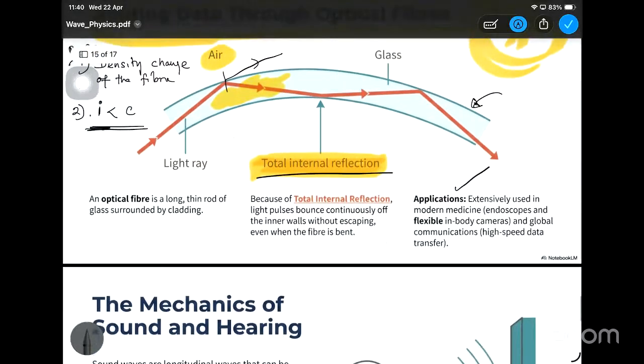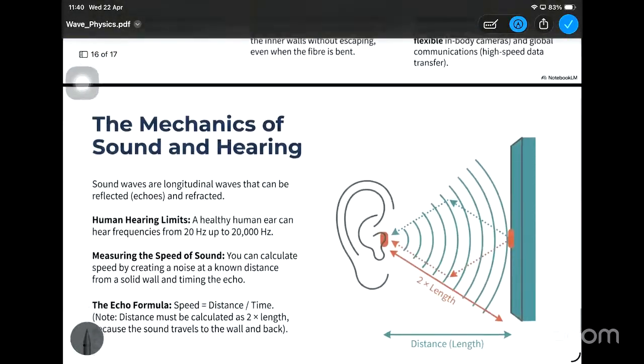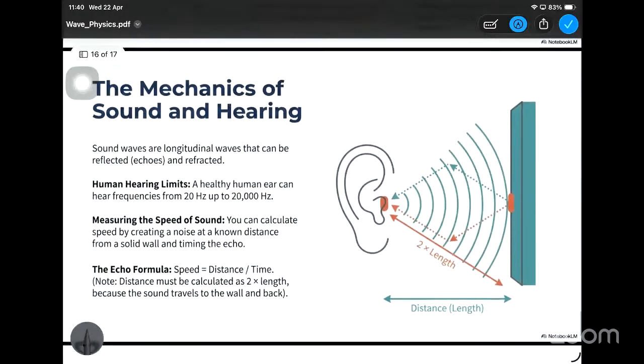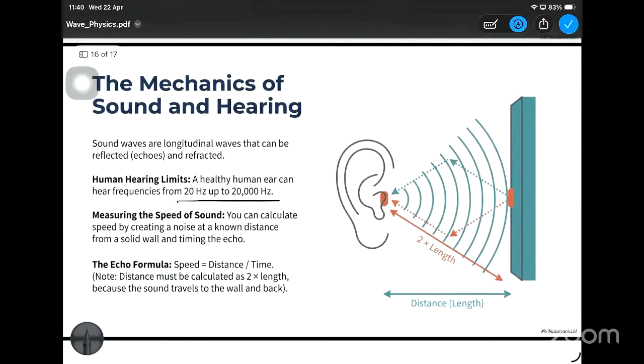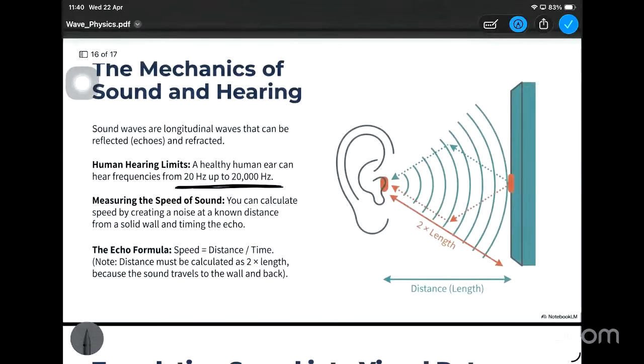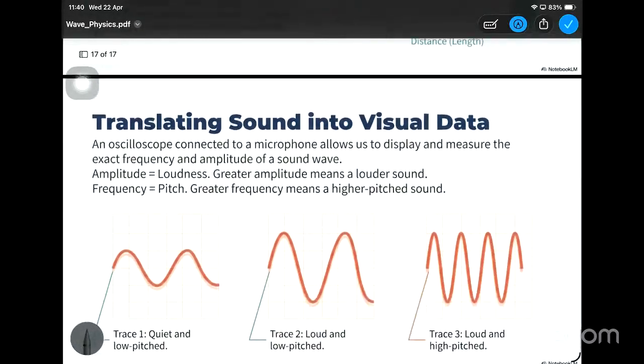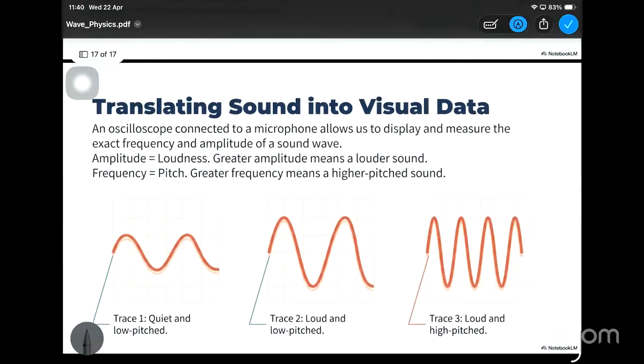Then mechanics of sounds and hearing. So remember the human hearing limit, right? And measuring the speed of sound using the echo formula, right? So for that point, all right. So here we have a small part.